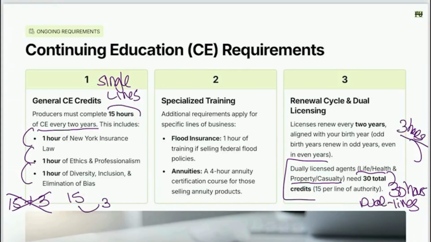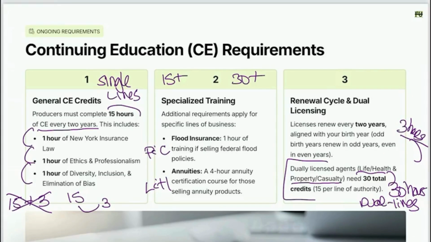All right. Now, we will dive a little bit deeper into this when we are speaking specifically for P&C or life and health, but there are some specialized training additional requirements. So this would be 15 plus or 30 plus. If you're doing P&C, you would need plus 1 hour of training for selling federal flood policies. And if you're taking life and health, and you want to sell annuities, you would need to take plus a 4-hour annuity training.